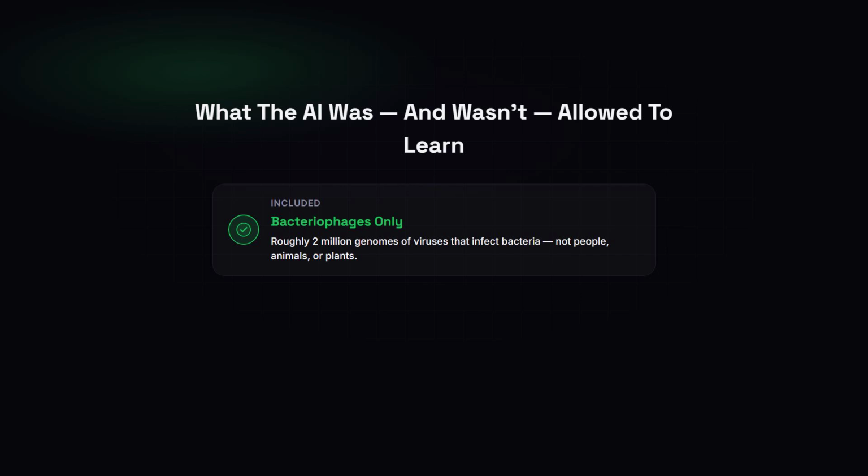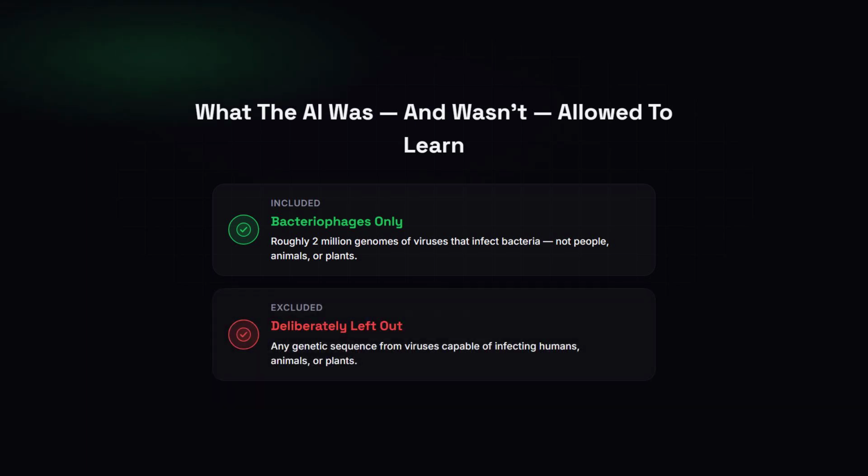This part matters. The researchers deliberately trained the generative step on around 2 million bacteriophage genomes only. Viruses that infect bacteria, not people, animals, or plants. Sequences from viruses capable of infecting humans, animals, or plants were intentionally left out of what the model was allowed to generate, on purpose, as a safety boundary built into the project from day one. That was a deliberate choice, not an accident of the data. And it's exactly why the next part of this story matters so much.